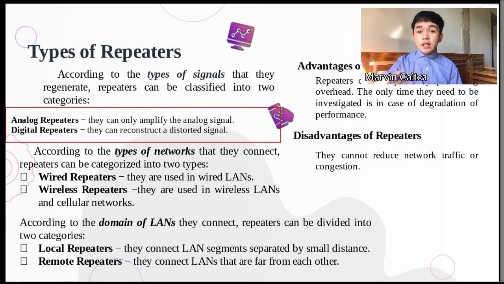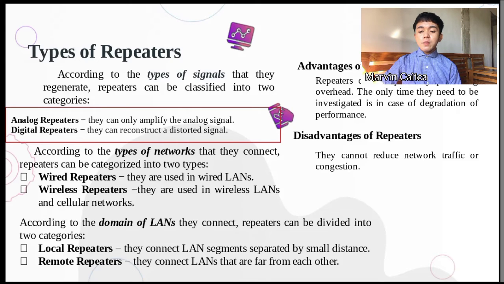The first one is the analog repeater, but they can only amplify or strengthen the analog signal, while the digital repeaters, on the other hand, can reconstruct a distorted signal. So for example, with a digital repeater, communications between radio users are more efficient with enhanced clarity between radio users and clearer voice. The repeater and its antenna receive originating signals on one frequency and simultaneously retransmit or repeat the signal on the second frequency.